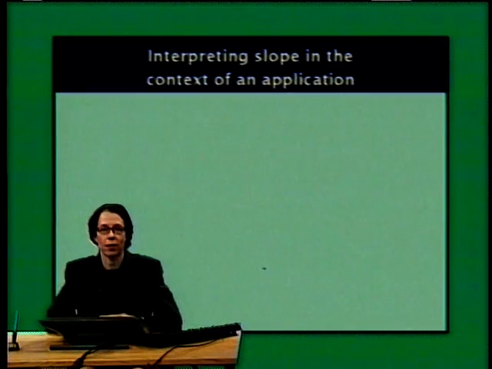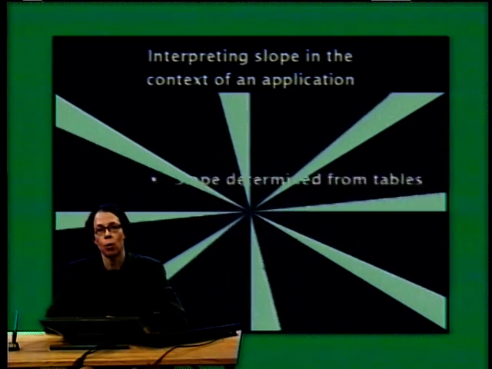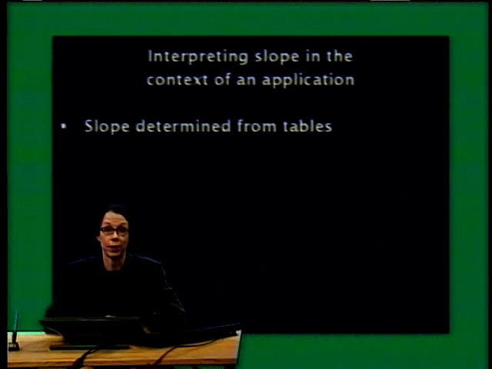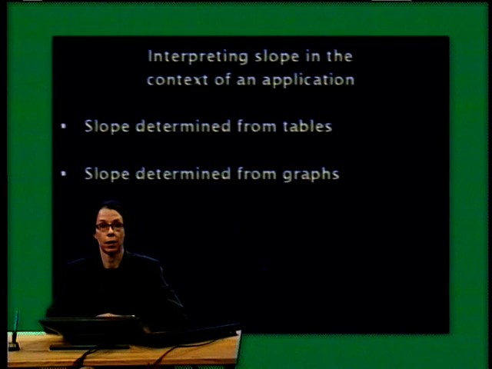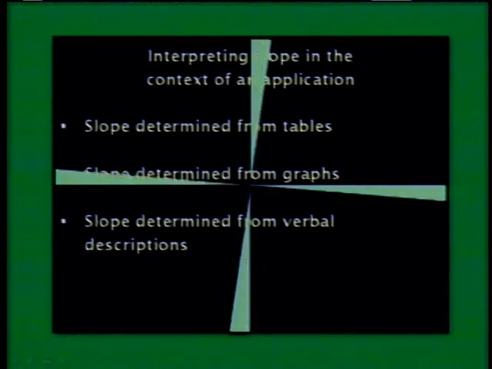So in this final part of the lesson, we're going to talk about interpreting slope in the context of an application. Some of these problems are going to look quite different than what we've been doing with slope previously. But in all the problems, the underlying idea is going to be slope. We're going to start by looking at slope when we have data given in a table. Then we'll talk about slope when we have information given in a graph. And finally, we'll talk about slope when we're given a verbal description of a problem. So let's start with tables.